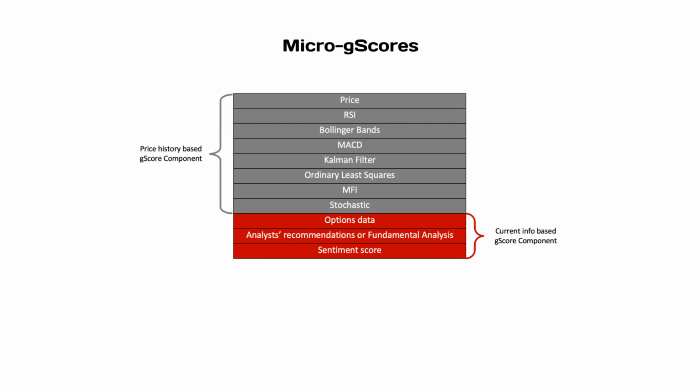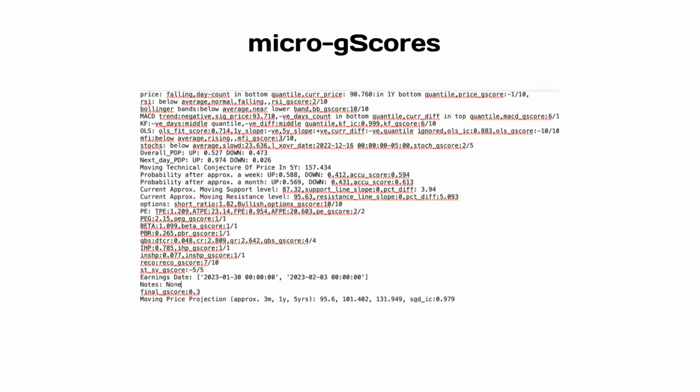The stock history-based gScore component consists of micro gScores computed out of analysis of price data, digital filtering data, statistical model, and analysis of multiple technical indicators such as RSI, MFI, MACD, Bollinger Bands, stochastic, etc. These can also be used in the filtering and selection process. The user's guide will give you more details about the gScores, calculated probabilities, support and resistance levels, price projections, etc. that you can use in ways that match your investing style.